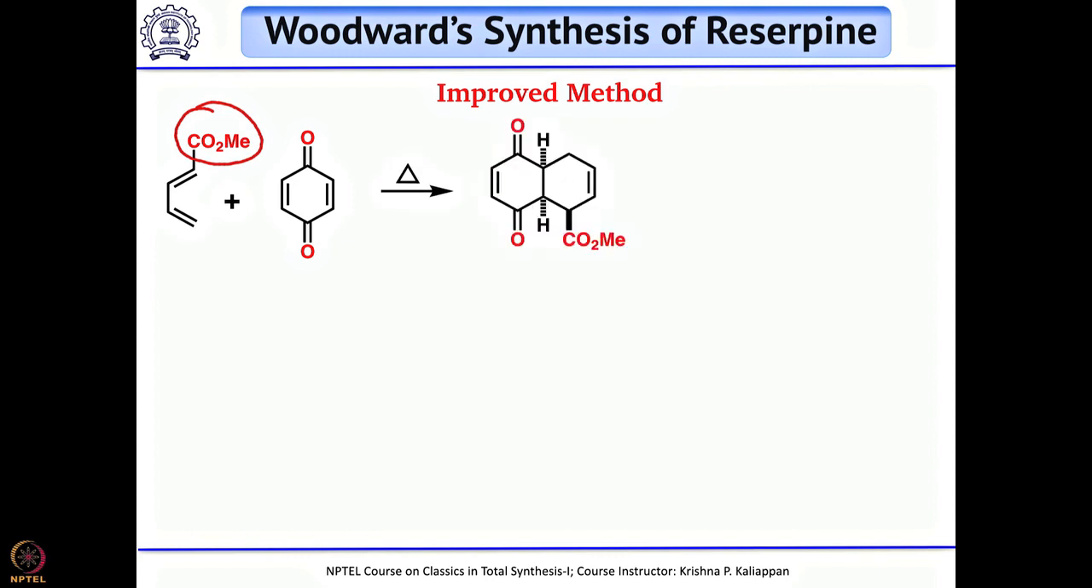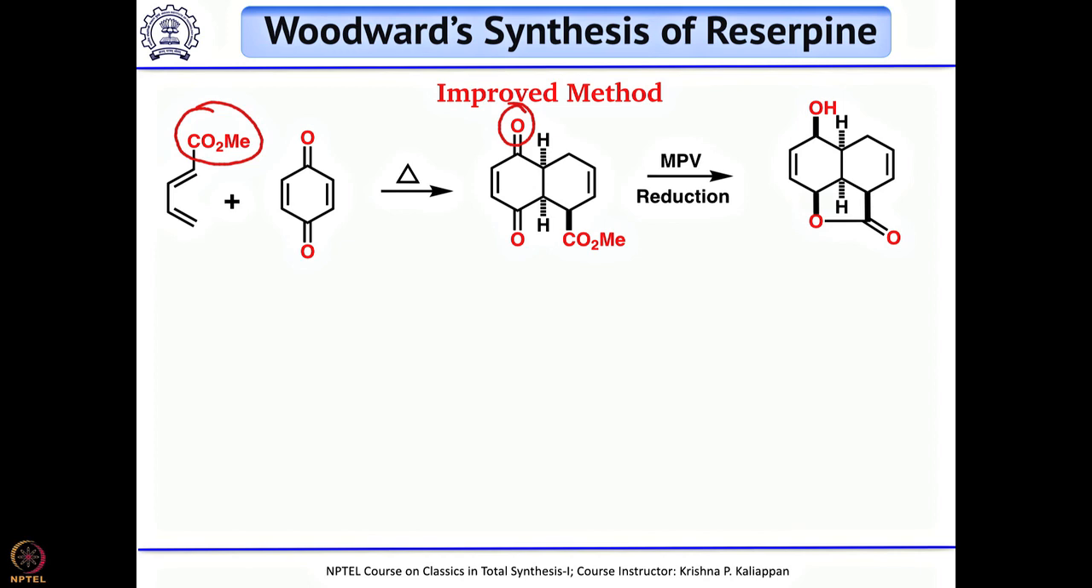His idea is, when you do the Diels-Alder reaction, instead of selectively reducing only this carbonyl, why don't you reduce both carbonyls? When you do that, directly this ketone, when it is reduced, will form the 5-membered lactone. Now you have the allylic alcohol. This allylic alcohol can be functionalized.